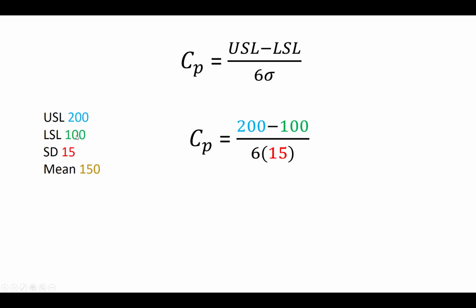So we have upper and lower spec limits, right? You just subtract lower from upper and then divide by 6 sigmas. So now we have 100 divided by 6 times 15. Again, we get 1.11. So the only way to get the exact same result with CP and CPK is if the mean is dead centered, right? That's the only time that happens.